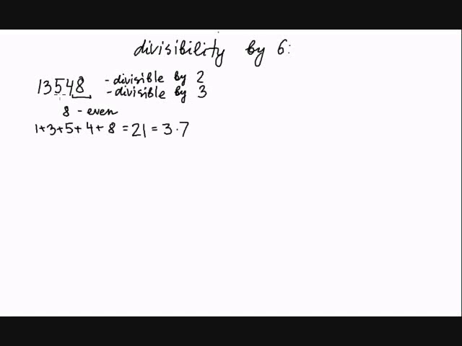So we see that 13,548 is divisible by 2 and is divisible by 3 at the same time. Therefore, we may conclude that this number is divisible by 6. Just remember, it has to be divisible by 2 and 3 at the same time. If the number is divisible by 2 but not divisible by 3, then it's not divisible by 6. Or if the number is divisible by 3 but not divisible by 2, then it's also not divisible by 6. Let's take a look at this number.